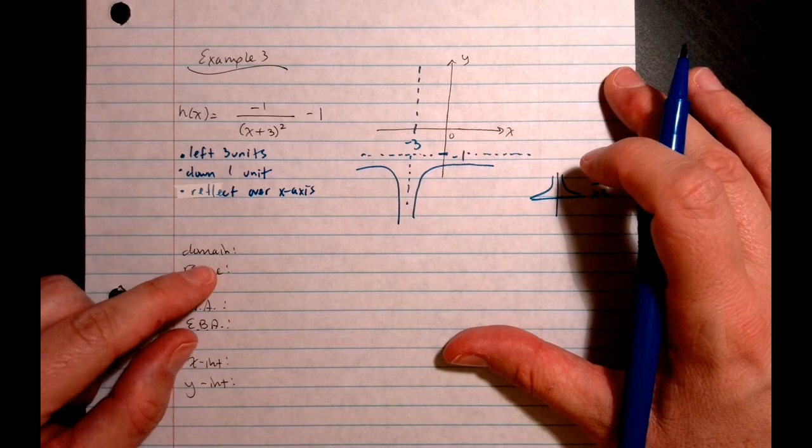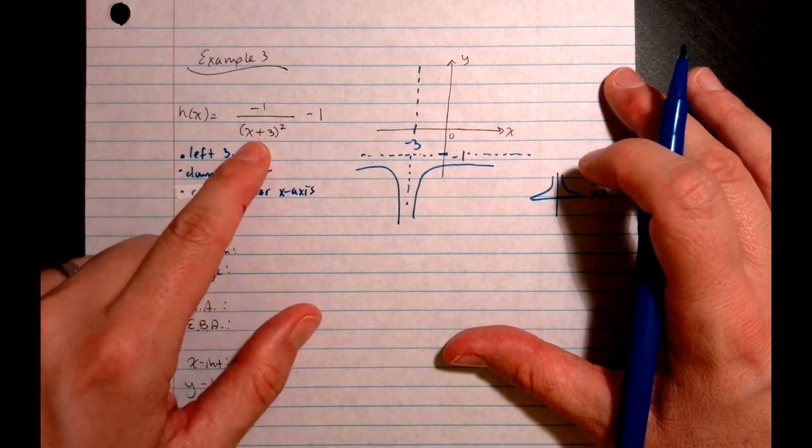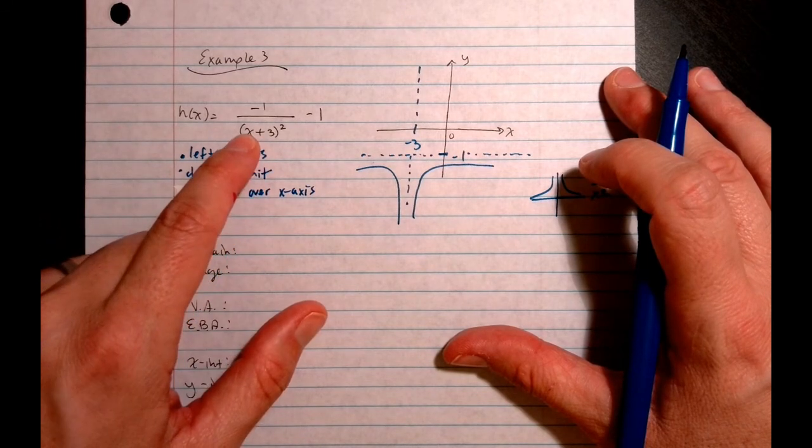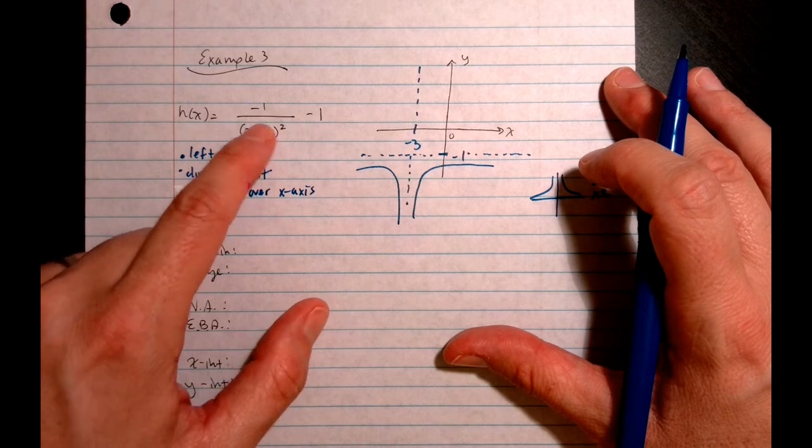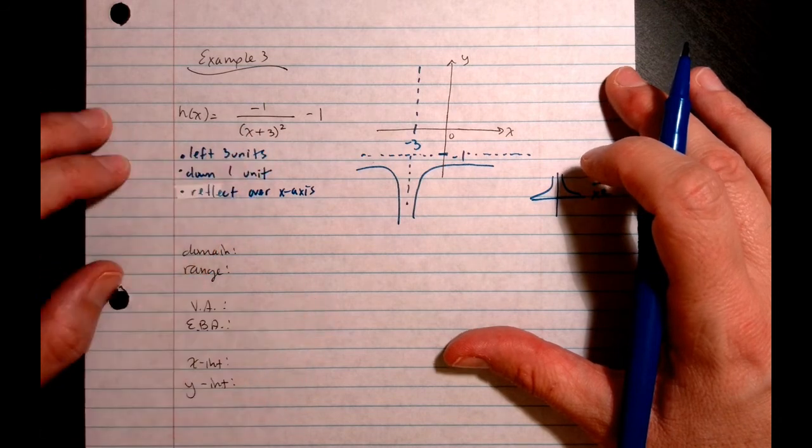What's my domain going to be? Well, look at the denominator. What's the only number I can't put in there? -3. Again, how do I know that? Because if I put -3 in, it gives me 0.